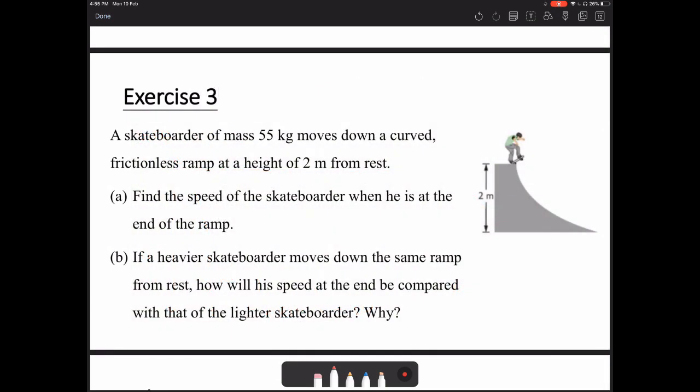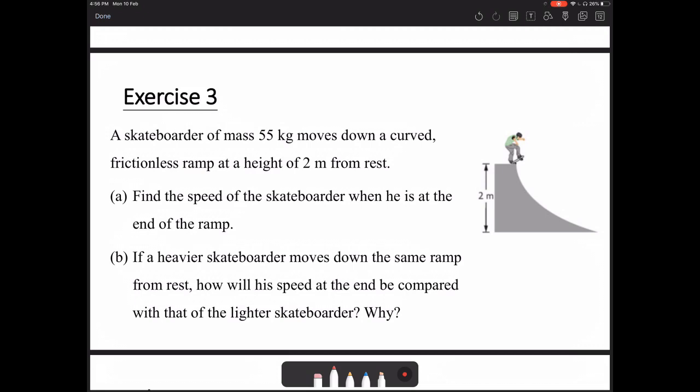Give you one more example. Exercise 3. A skateboarder of mass 55 kg moves down a curved, frictionless ramp from rest at a height of 2 meters. Part A. Find the speed of the skateboarder when he is at the end of the ramp.